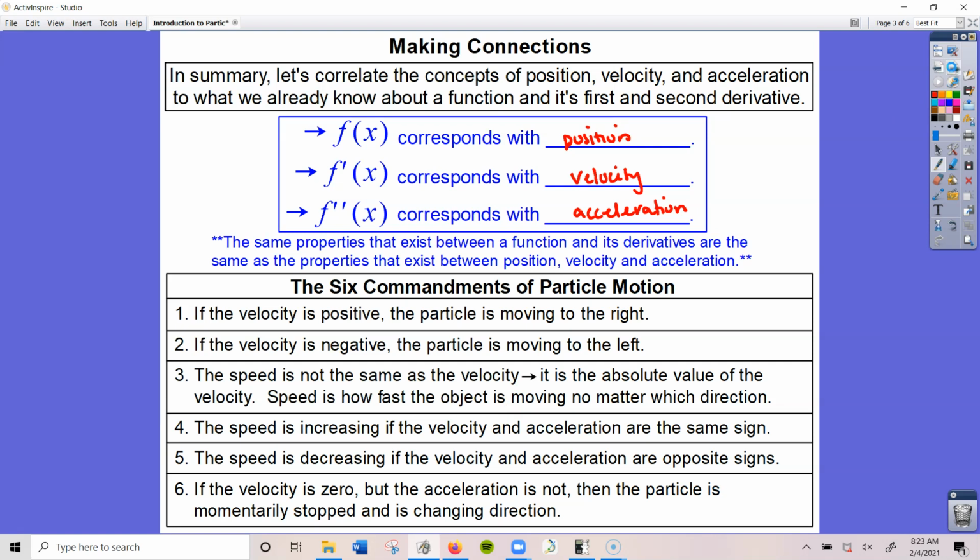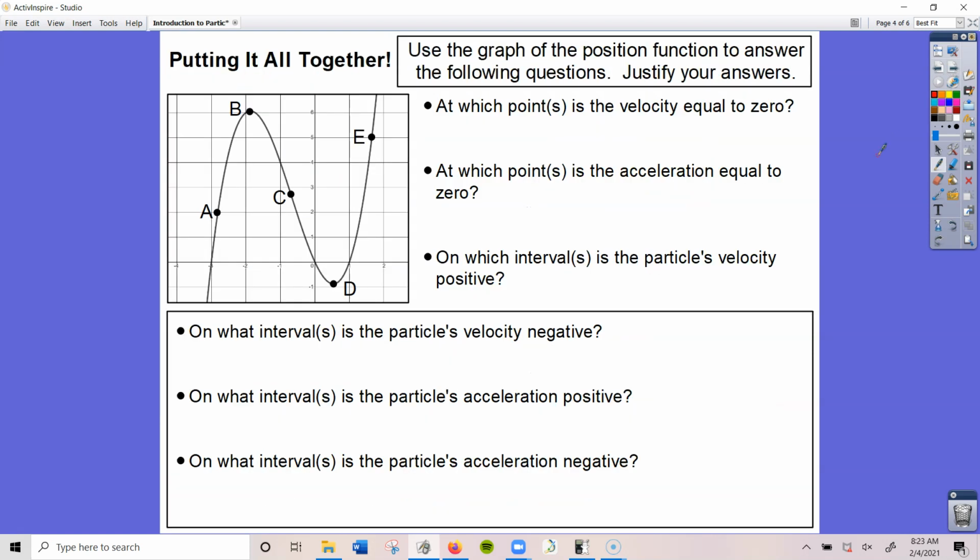Now let's look at an example with a graph. Use the graph of the position function to answer the following questions and justify your answer. So this is position. We can call this P of x or x of x, P of t or x of t, or whatever.